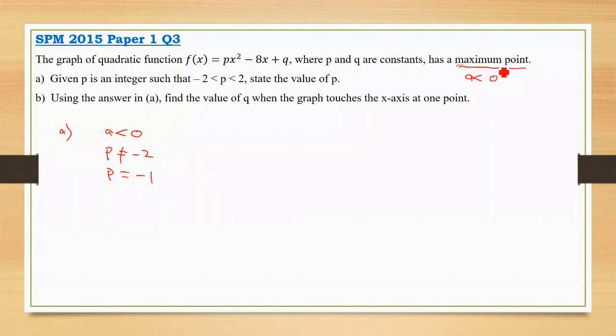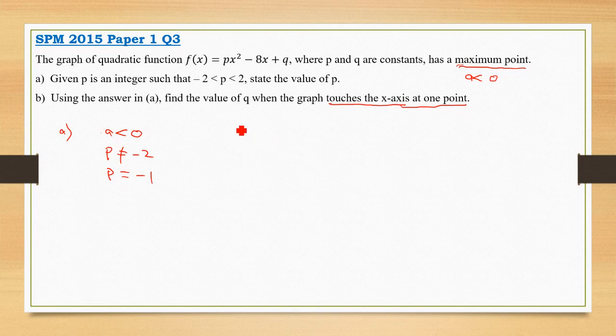Since the word is maximum, A must be less than 0. So the value for P, which is your A, in this case written as P, must be -1. That's all. Now using this answer, we want to find the value of Q when the graph touches, again, these are important words, touches at one point.